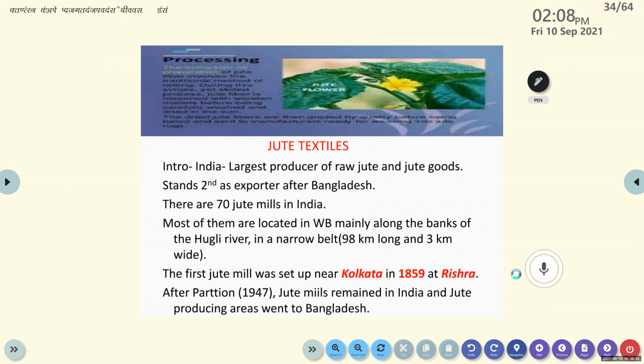Please underline that in your textbook, and cross check with the data available in your textbook also. There are 70 jute mills in India. Most of them are located in West Bengal, mainly along the banks of the river Hooghly. Okay, so write down the question.